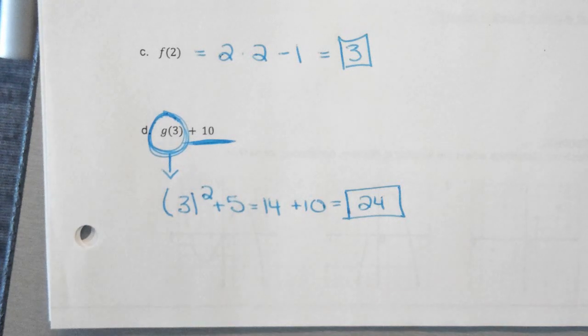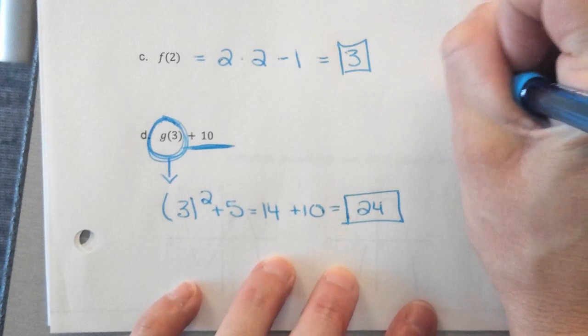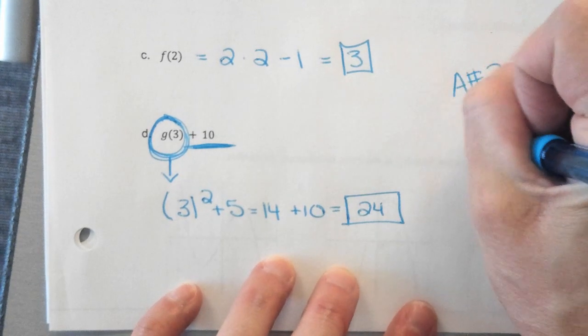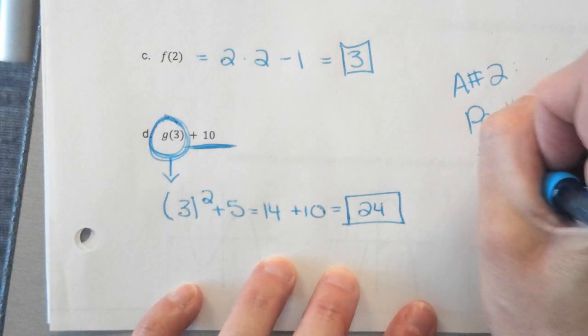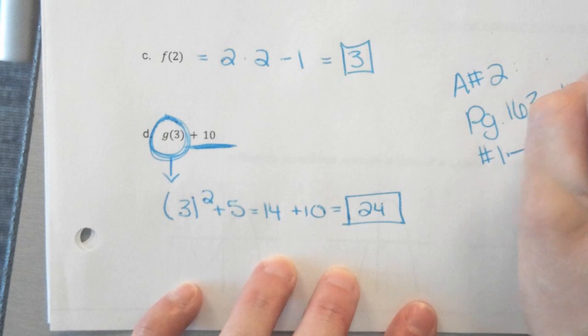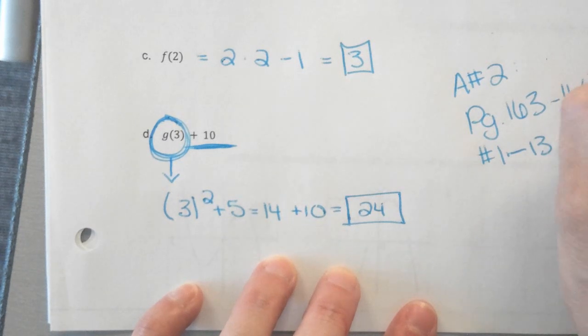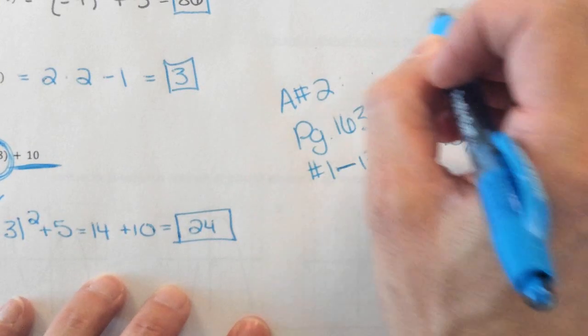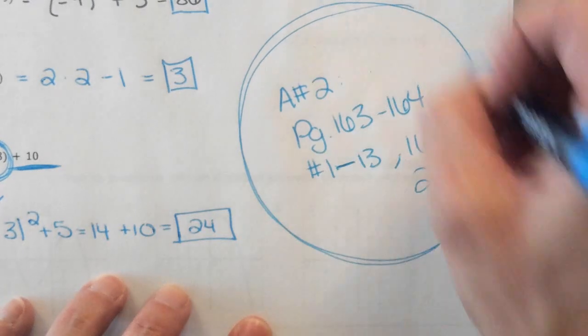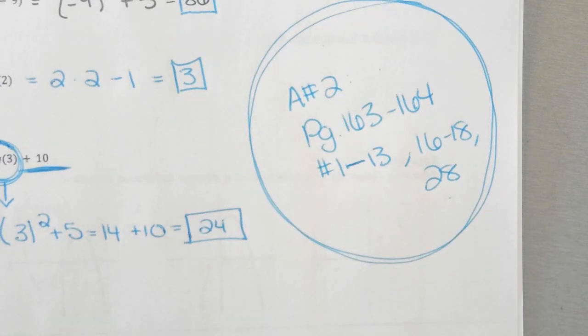Okay, so you have homework tonight. We're on assignment number 2, page 163 to 164, 1 to 13, 16 to 18, and 28. There is graph paper in the back if you need it for anything. It should be on my back shelf back there if that's something that would be helpful to you. And that's it.